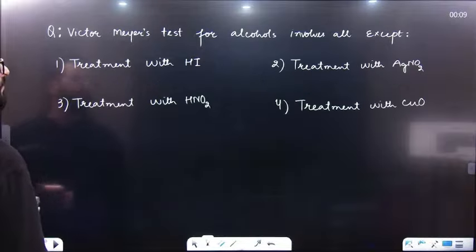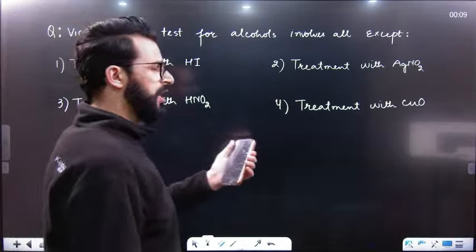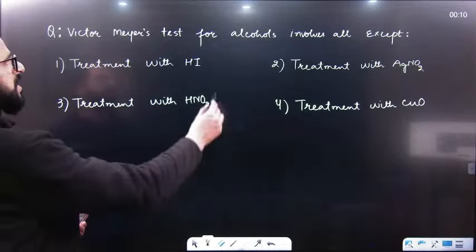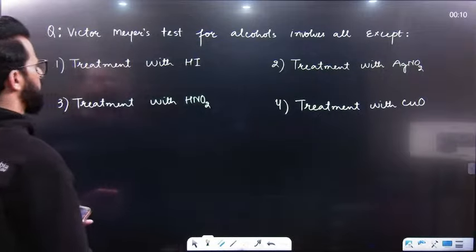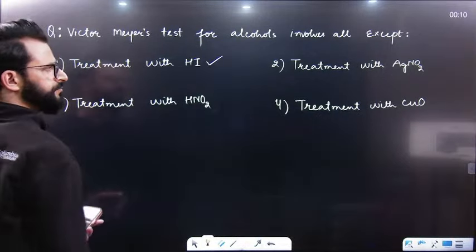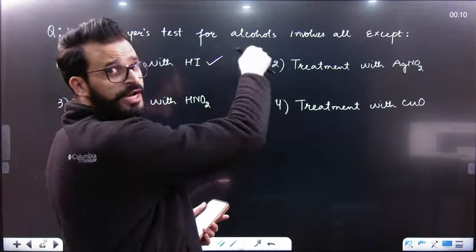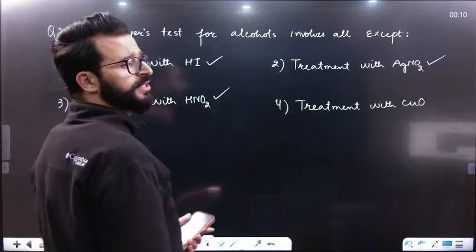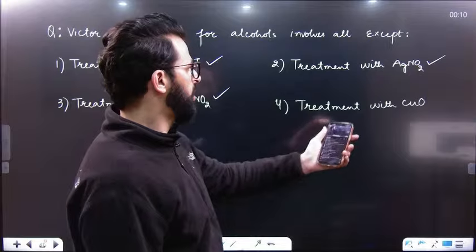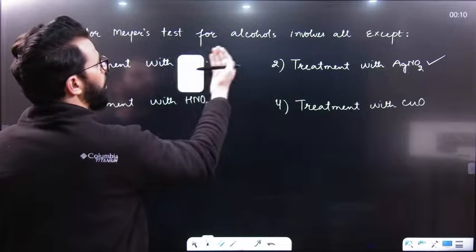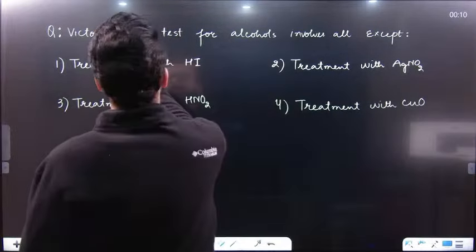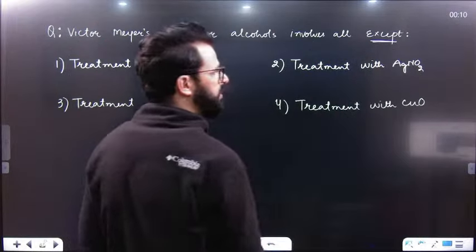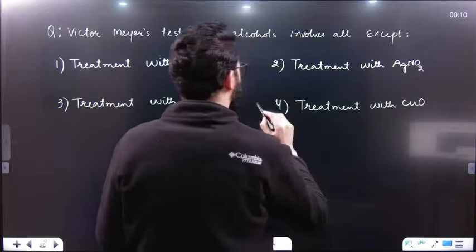After this, this will be our last question of today's session. Come on, let me know quickly. Victor Meyer's test for alcohols involves all except treatment with HI. This is correct. Then either I2 with red phosphorus or HI. Then AgNO2. This is also correct. HNO2. This is also correct. After that, it must be NaOH. But here it is CuO. Now let me know which one is incorrect, because the question is Victor Meyer's test for alcohol involves all except. Exactly option number 4.